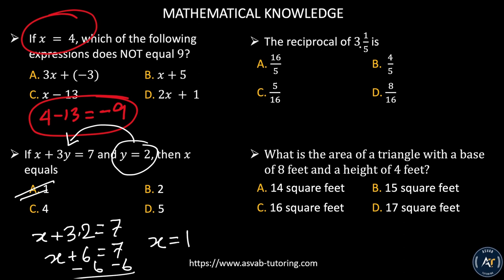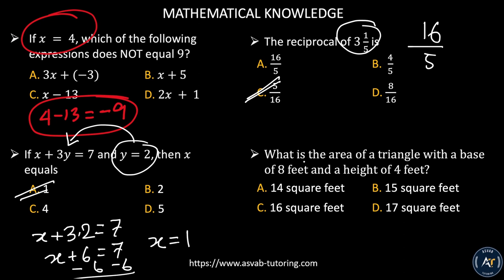The reciprocal of 3 and 1/5 is, you know, reciprocal means the opposite, right? You have to flip the number. So what you have to do first, you have to make this mixed number into an improper fraction and then flip it. So 3 times 5 is 15 plus 1 is 16 over 5. And if you flip it, that gives you 5 over 16. So the correct answer is letter C.